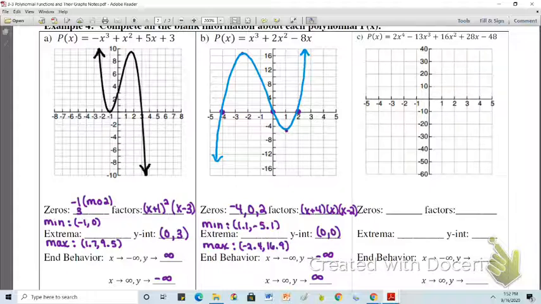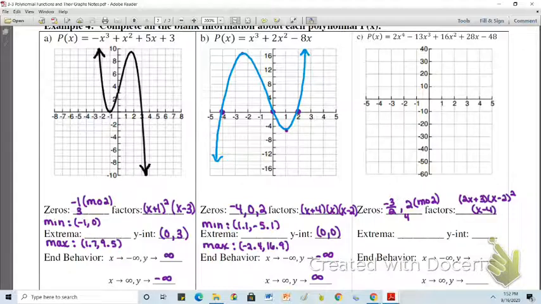Last one for this part. C, I have a 0 at negative 3/2. I have a 0 at 2, but that happens twice. And I have a 0 at 4. So my factors then would be 2x plus 3, x minus 2 squared, and x minus 4.